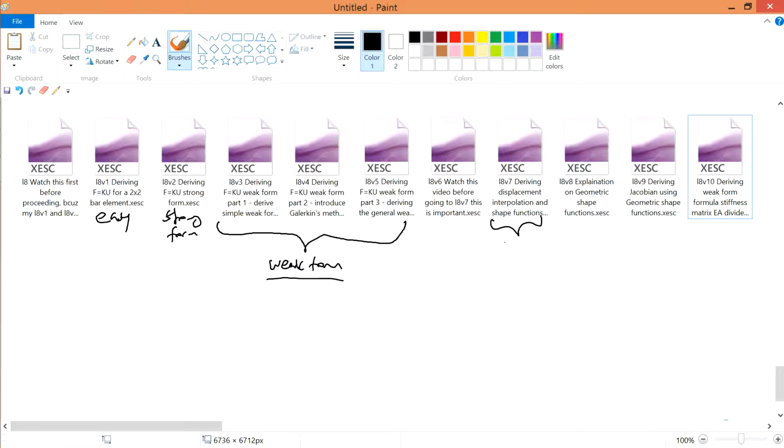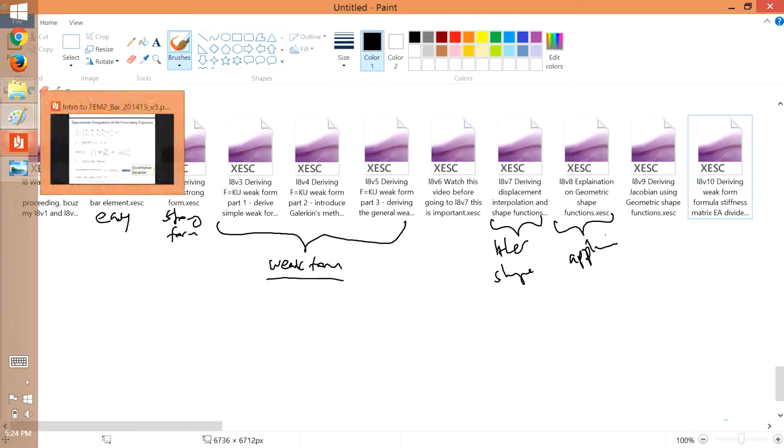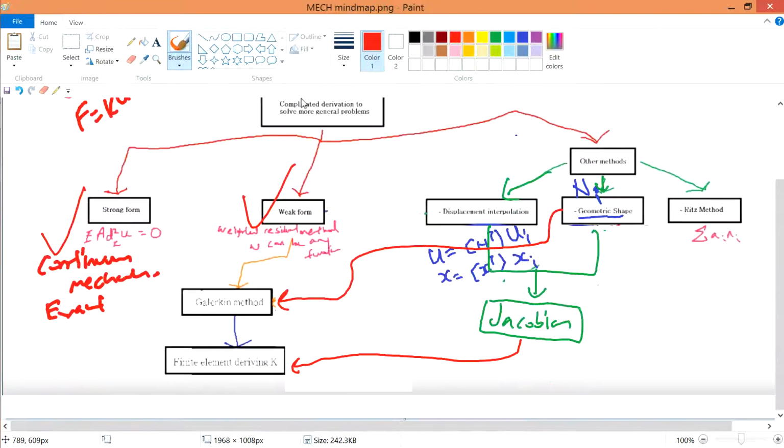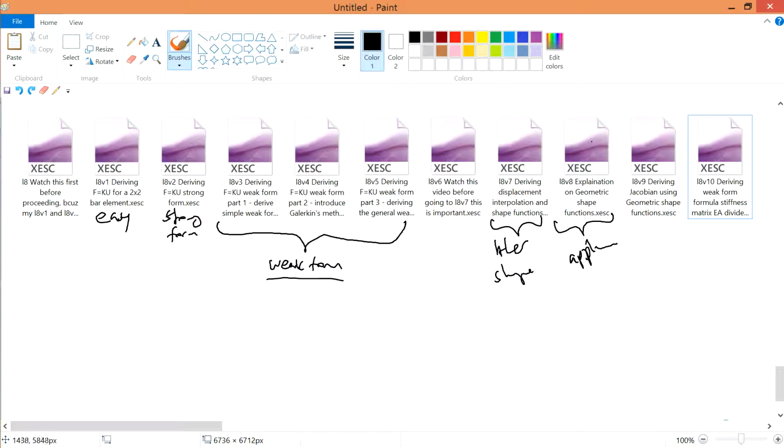In this video we talk about the interpolation and we also talk about the shape functions. In this video we talk about the explanations on how to apply the shape functions, more on the application side, the meaning behind the shape functions. If you go into the mind map, the first few videos we do the easy one, the strong form, the weak form. And then we went into the displacement interpolations and the geometry shape, which we have shown you within these videos.